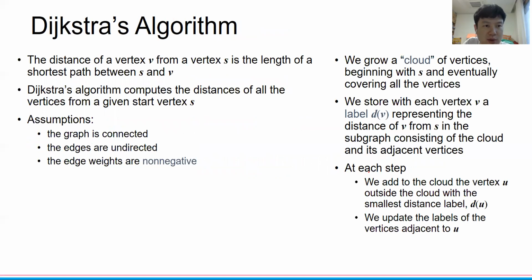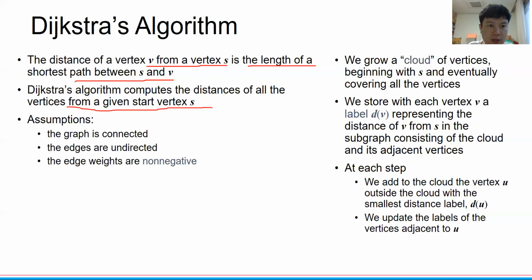So what is the Dijkstra algorithm? In the Dijkstra algorithm, we want to find the distance. The distance of a vertex V from a vertex S is the length of a shortest path between S and V. Okay, so we want to find the shortest path between two nodes, and the Dijkstra algorithm computes the distances of all vertices from a given start vertex.